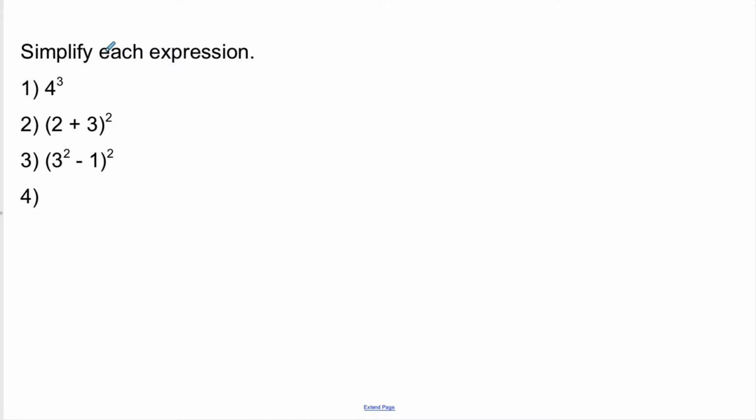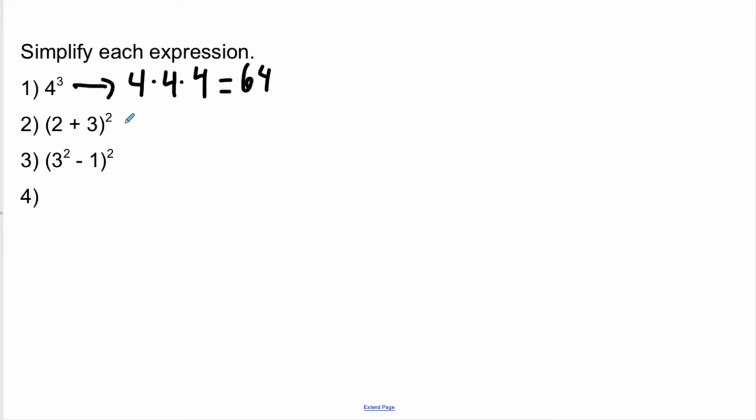So again, pause the video if you want, and then unpause and see if you can come up with the right answer. So this first one would expand out to 4 times 4 times 4. My base is 4, that's the number being multiplied. 3 is the exponent, that's how many times I am multiplying it. And if you do your math properly, you should get 4 times 4 times 4 is 64.